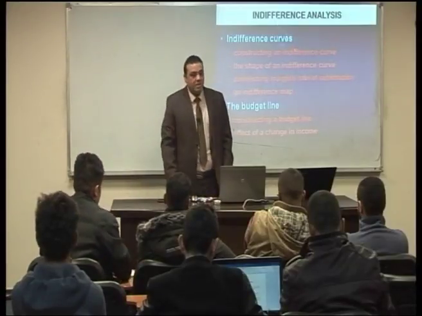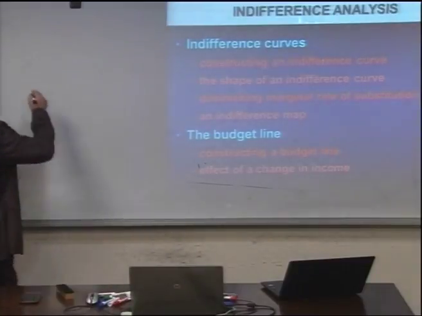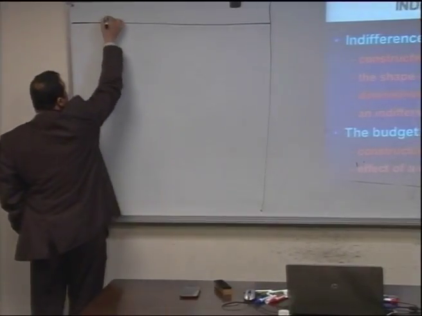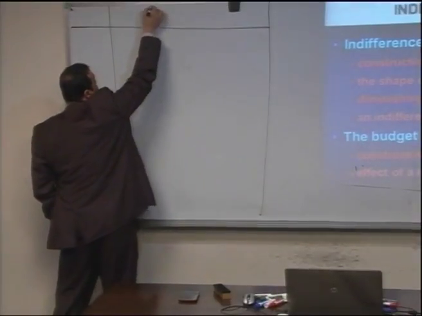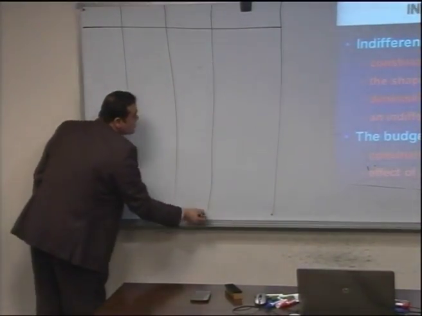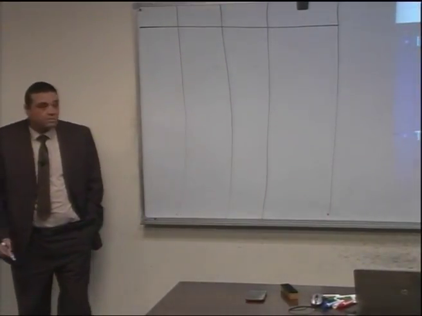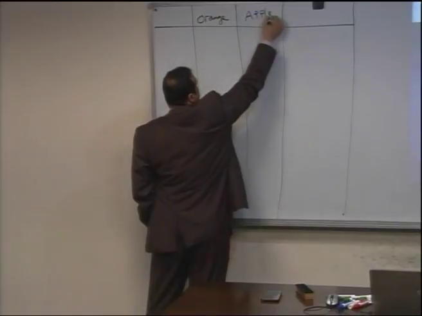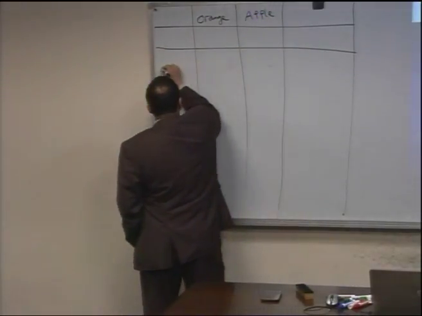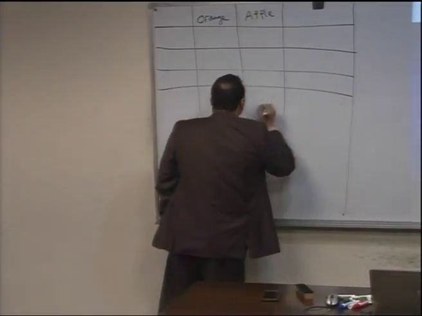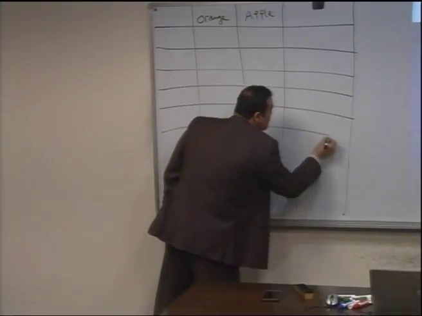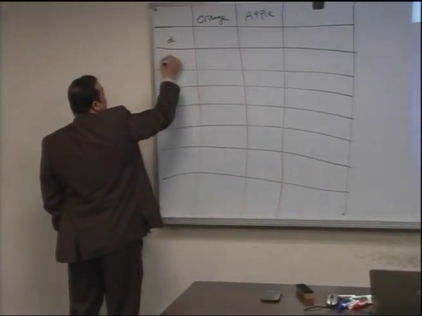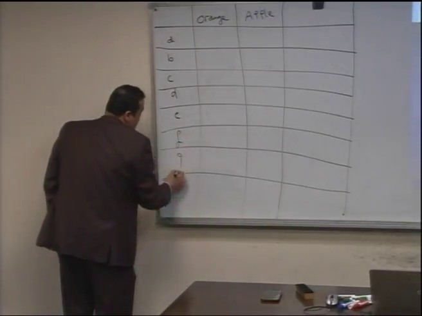We are talking about a rational consumer who consumes different bundles of two goods, orange and apple: A, B, C, D, E, F, G, H.